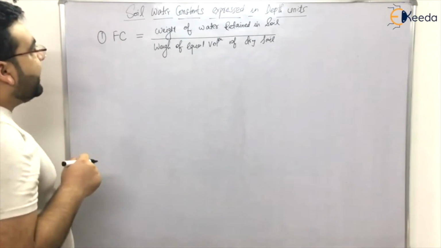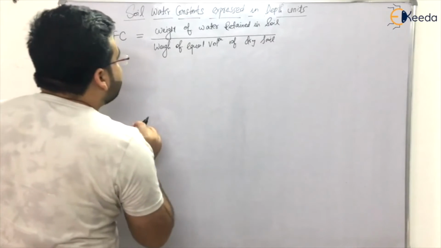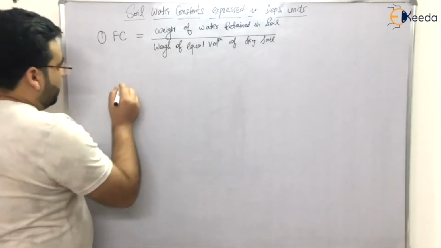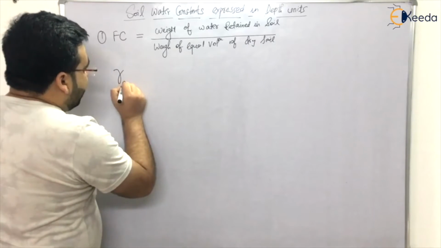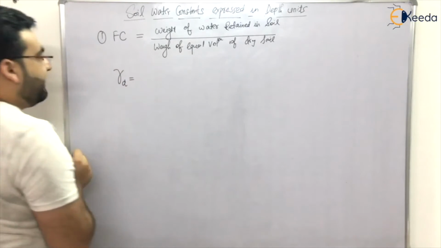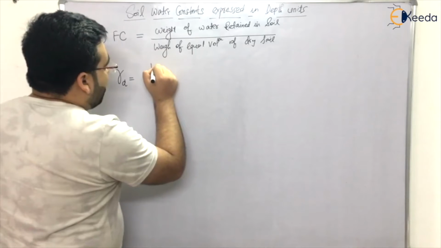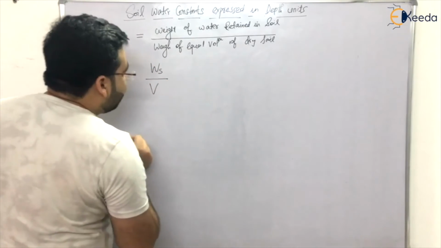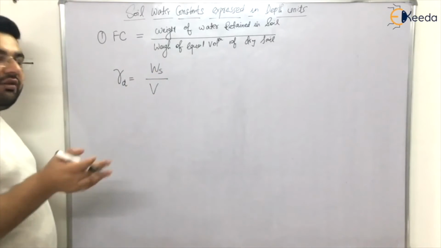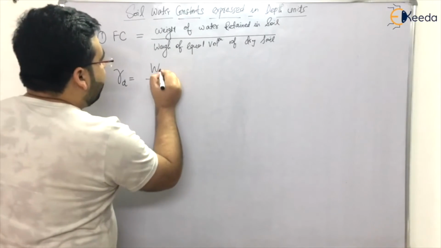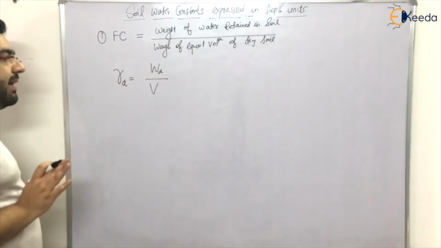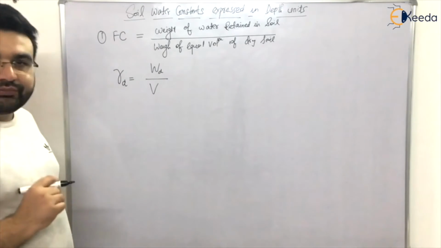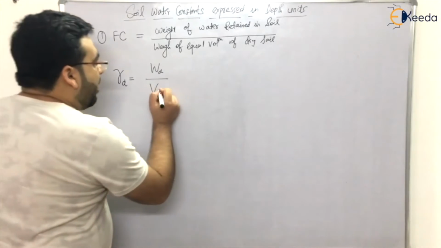Clear? Now let us try to derive some constants from this expression. I know that the dry unit weight of a soil sample is given by the weight of the dry soil divided by the volume of soil. This is the weight density of a dry soil, gamma D. Clear? Now what about this volume?